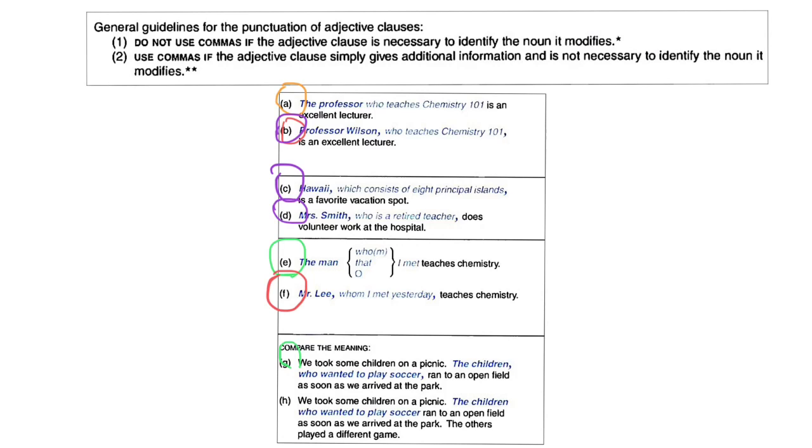In G, the use of commas means that all of the children wanted to play soccer and all of the children ran to an open field. The adjective clause is used only to give additional information about the children. In H, the lack of commas means that only some of the children wanted to play soccer. The adjective clause is used to identify which children ran to the open field.